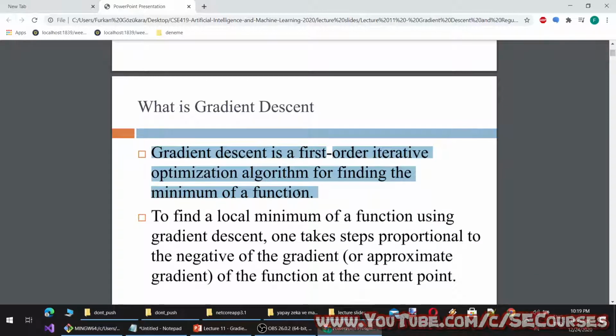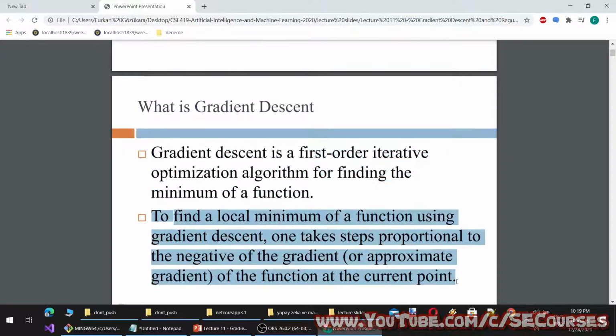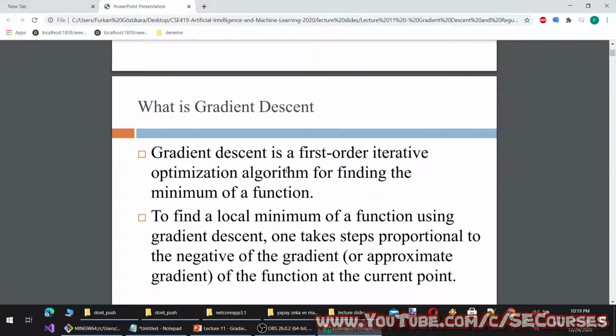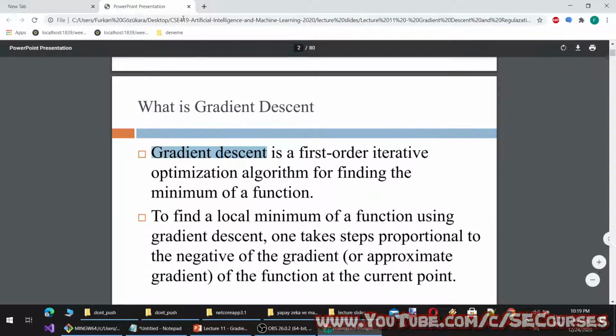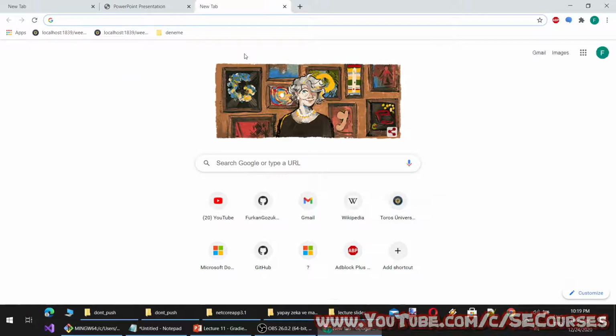Gradient descent is a first-order iterative optimization algorithm for finding the minimum of a function. To find a local minimum of a function using gradient descent, one takes steps proportional to the negative of the gradient or approximate gradient of the function at the current point. Okay, it is really hard to understand just by the regular or mathematical definition of such methods. Therefore, let's try to find some more explanative example.